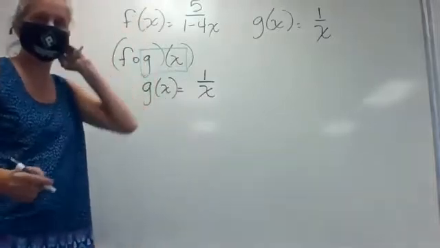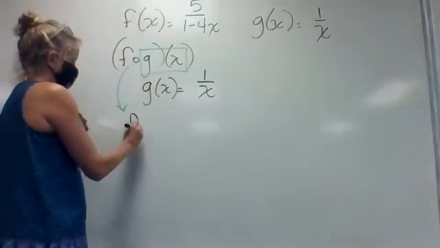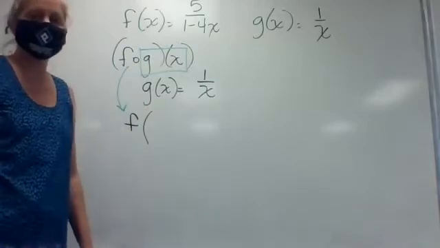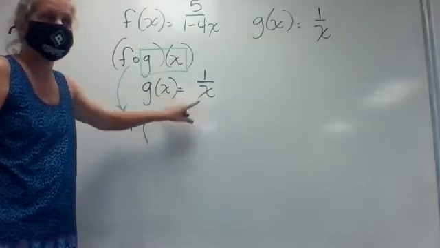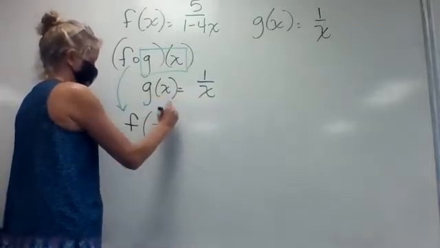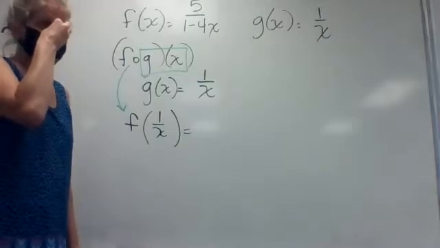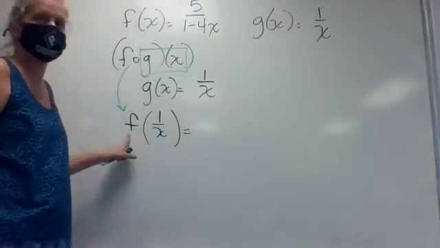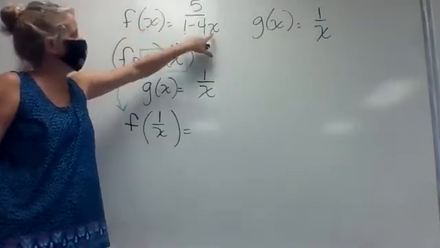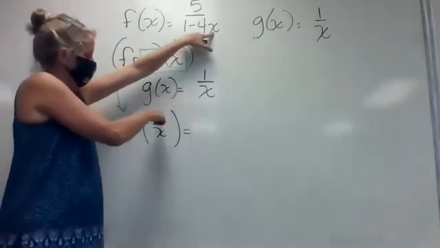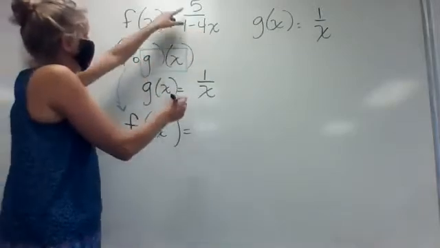Now with that part, put down your f. F of your last answer, 1 over x. Here's where it gets complicated, right? Where are you going? You're going to f. So here's where I'm going. What am I going to put in place of this x? 1 over x. So let's see what that looks like.